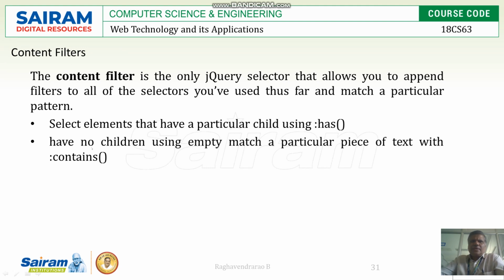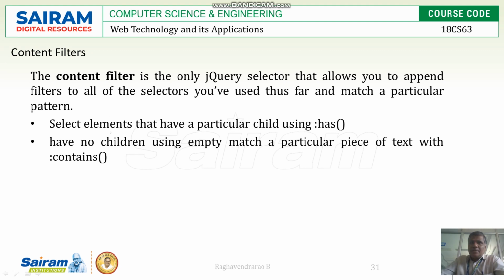Next is about content filtering. If any content is going to be there and you have to filter and fetch only that particular thing, at that time you are going to use two functions. One is the has function and another is the contains function. The content filter is the only jQuery selector that allows you to append filters to all the selectors used so far, and match a particular pattern. For that purpose it is going to be used.